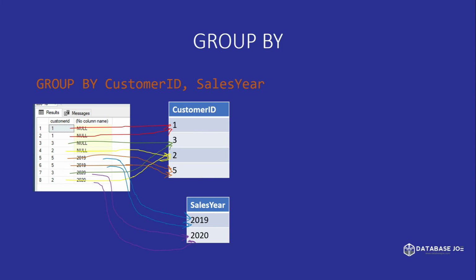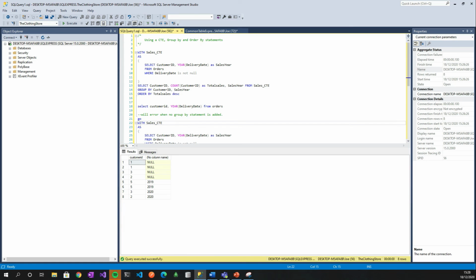Let's go back to SQL Server Management Studio. With the theory out of the way on the GROUP BY statement, going back to the COUNT function, which needs to be used with a GROUP BY statement, this will count all the customer IDs within a group of customer IDs. For example, customer ID 1 appears twice within the customer ID 1 group. We saw this in the previous theory slide.